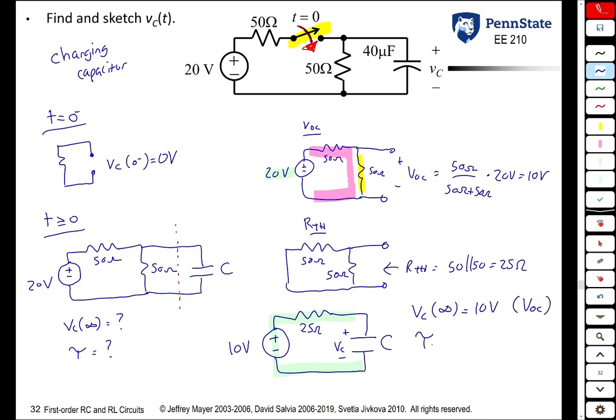Likewise, the time constant is just C times R Thevenin. So it's 40 microfarad times 25 ohms, or 1 millisecond. Is this the only way that we could find VC of infinity and tau? No. But I think that using Thevenin's theorem is probably the easiest way to find those.